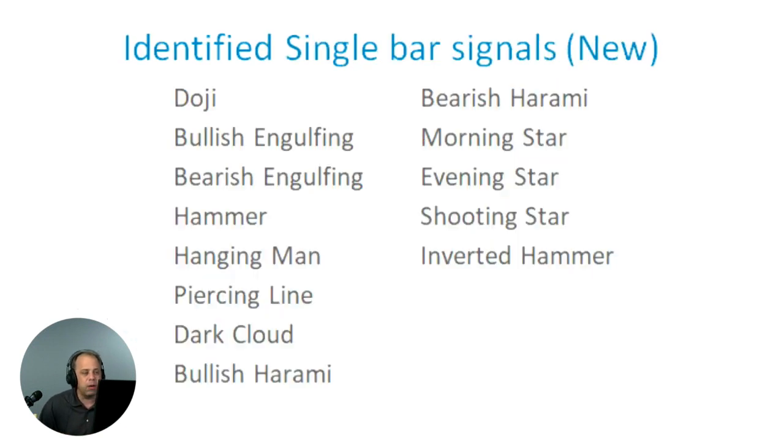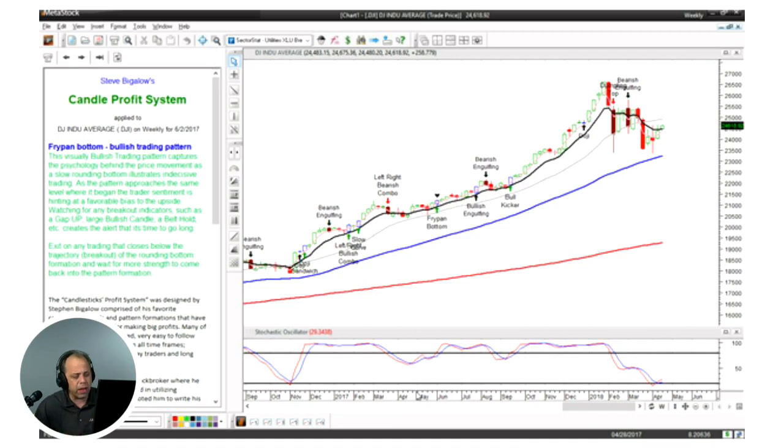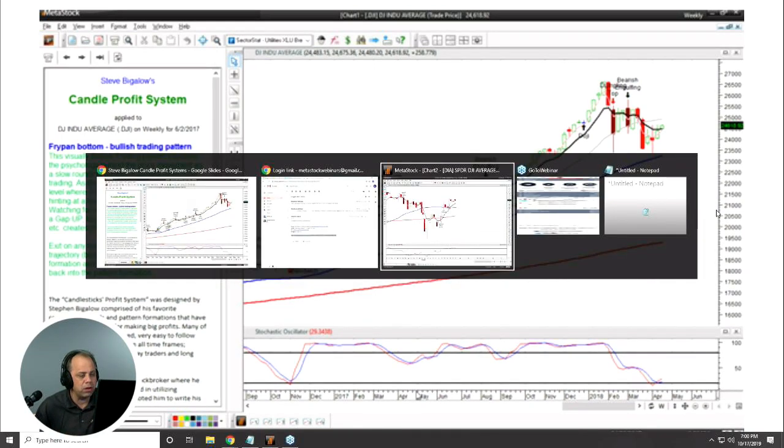In addition, we identify what Steve calls his most powerful single day patterns, like the Doji, the bearish engulfing, the bullish engulfing, all that kind of stuff. So I want to show you how that looks on a chart and how that'll appear on a chart for you.